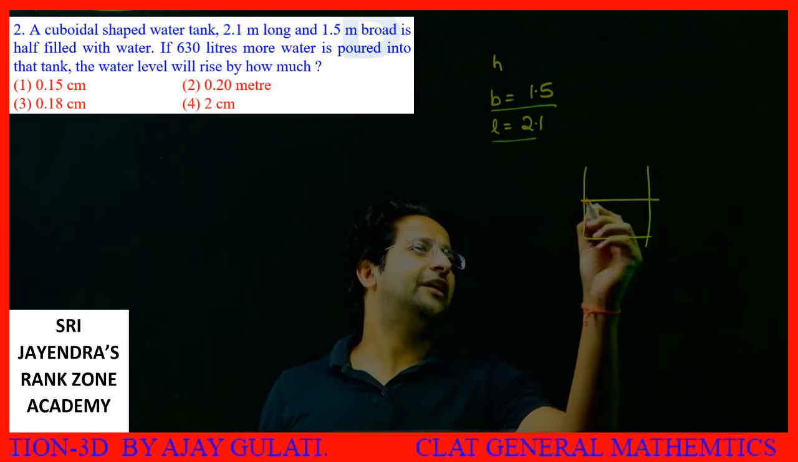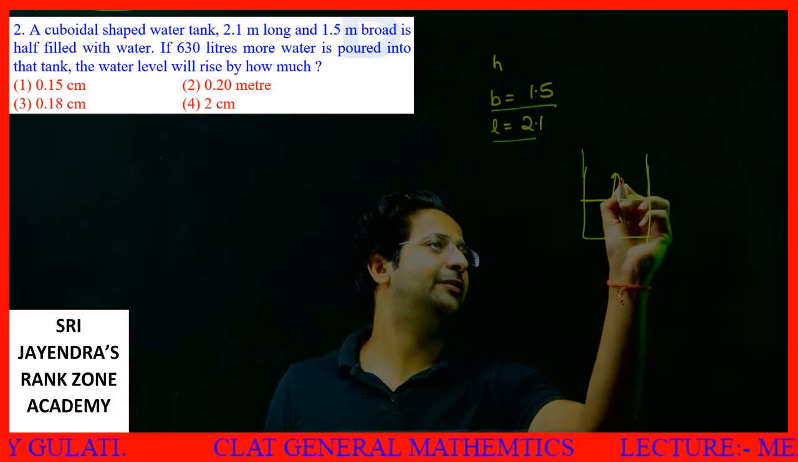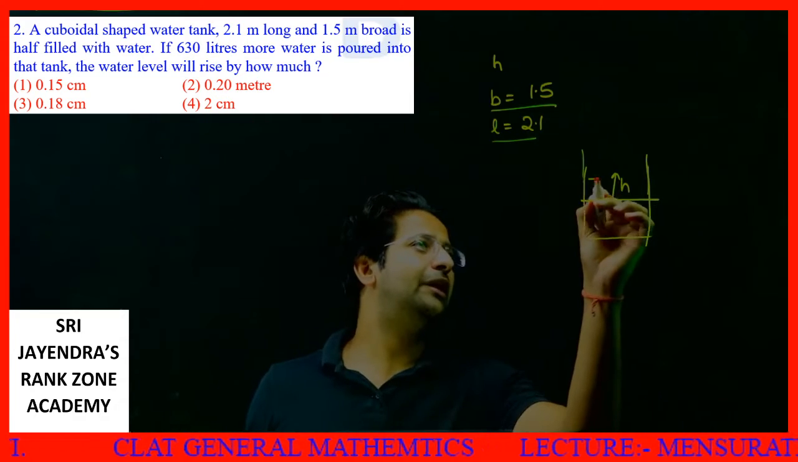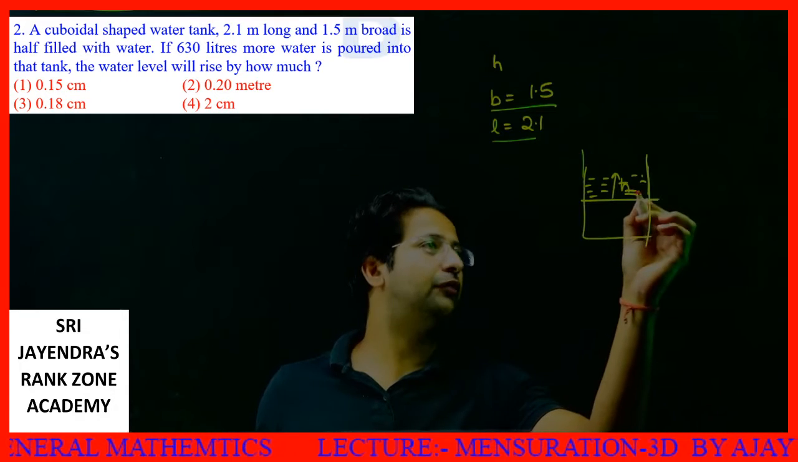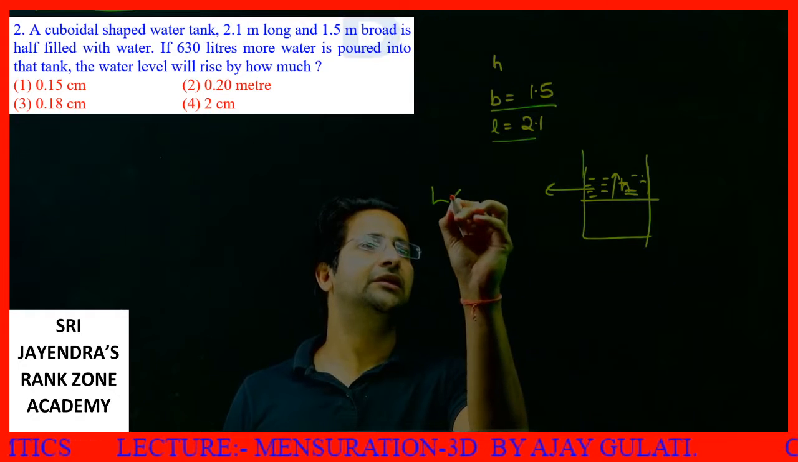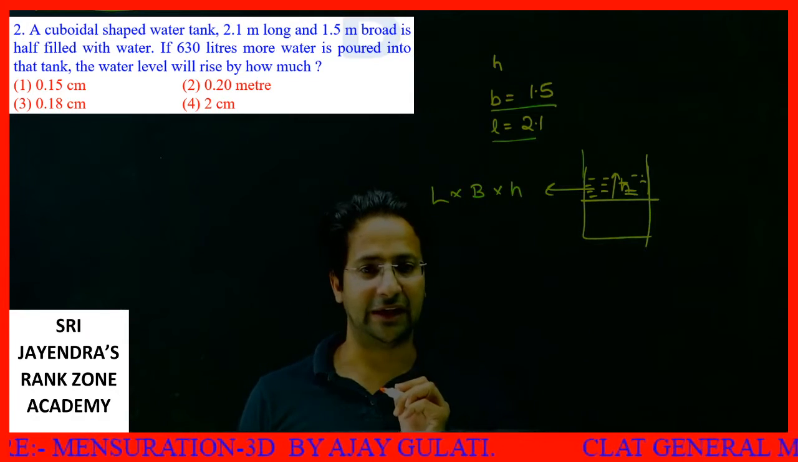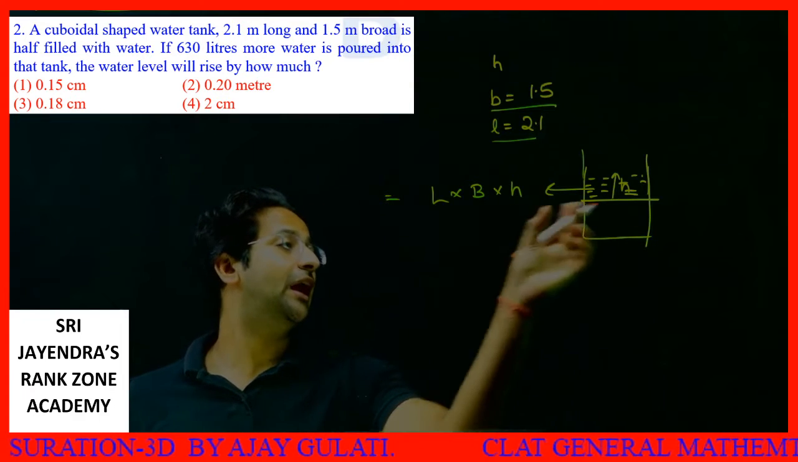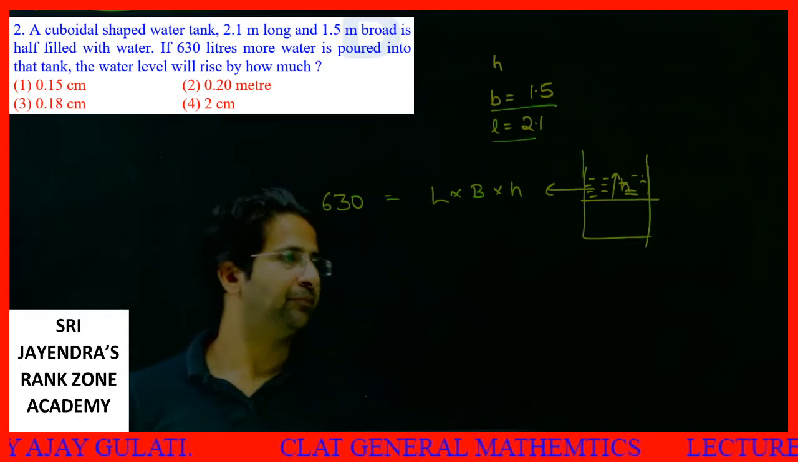Let's say if it is half full, the water lies by h meters. So what will be the volume of this water? The volume of this water will be length into breadth into this height h. And the volume of the water added is given to us as 630. Understood, my dear students?